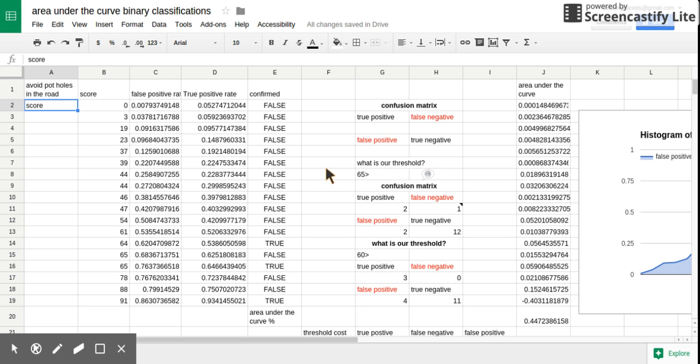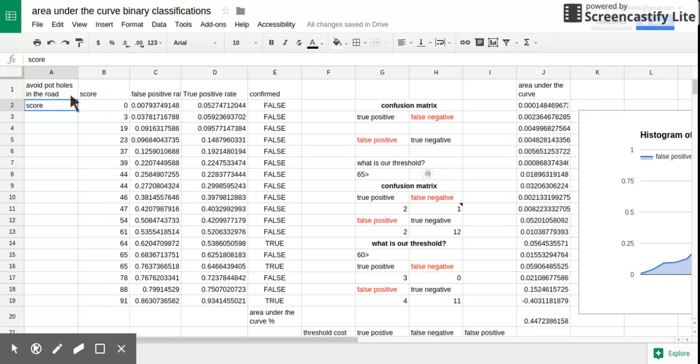In this case, what we're doing is calculating the cost and the value of avoiding potholes in the road. And I've established a score here. This is randomly generated numbers. These are all randomly generated. And the score is going to be used as my threshold.